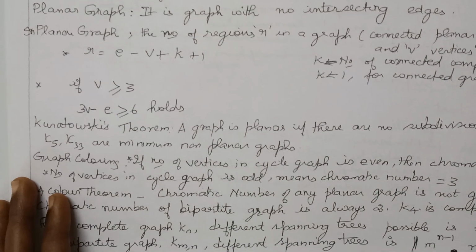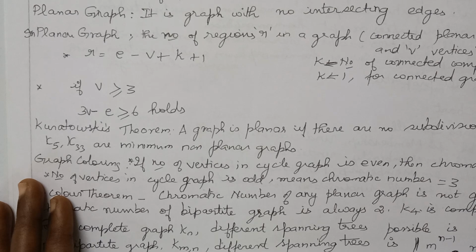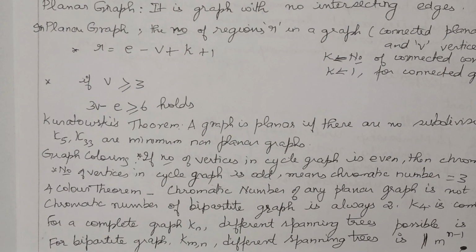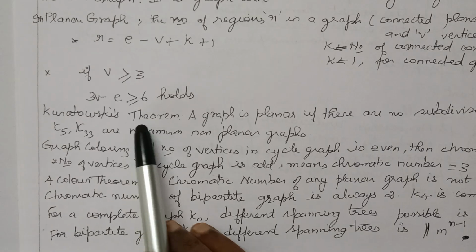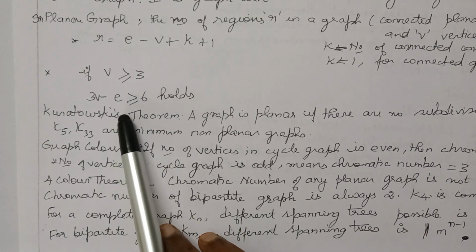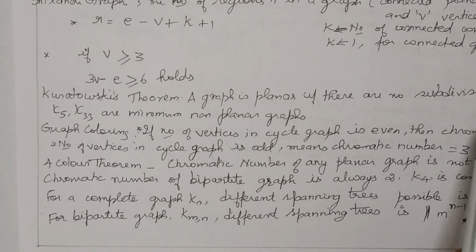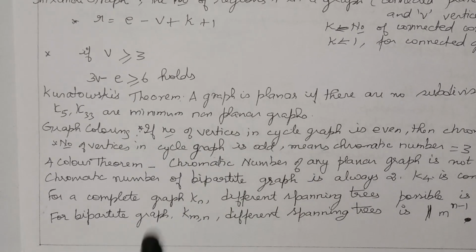So in a planar graph, the number of regions in a connected planar graph with E edges and V vertices is R is equal to E minus V plus K plus 1. So E is number of edges, V number of vertices, K is the number of connected components. So for a connected graph, K is equal to 1. Next we have another formula. If V is greater than or equal to 3, 3V minus 6 also holds in case of planar graph. Kuratowski's theorem: a graph is planar if there are no subdivisions of K5 or K3,3. So K5 and K3,3 are minimum non-planar graphs.